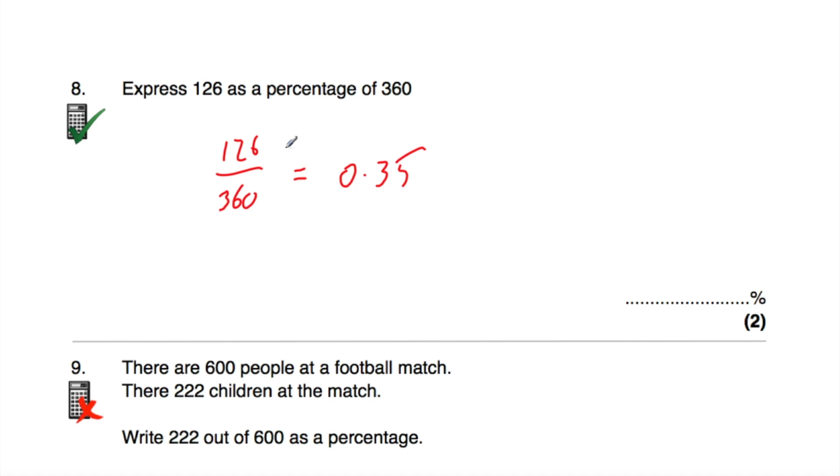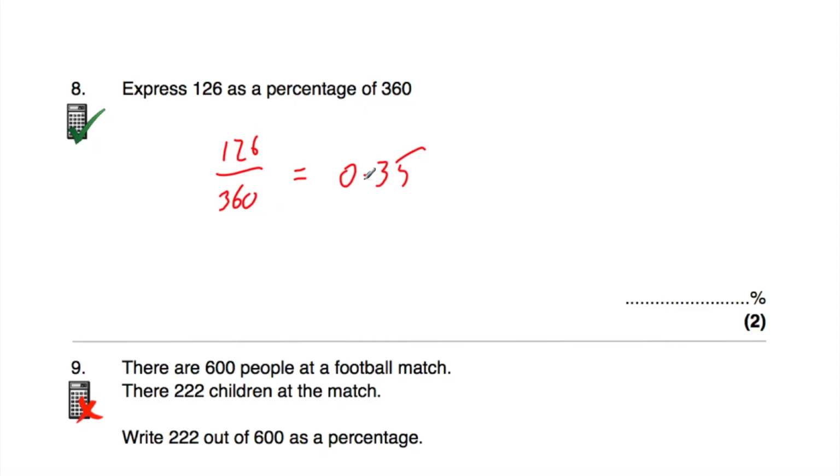Now another approach would actually be to just type in the fraction 126 over 360, and again you could then just change that to a decimal and get 0.35. So you can actually just type the fraction into the calculator and convert it into a decimal. I would tend to just divide the numerator by the denominator.